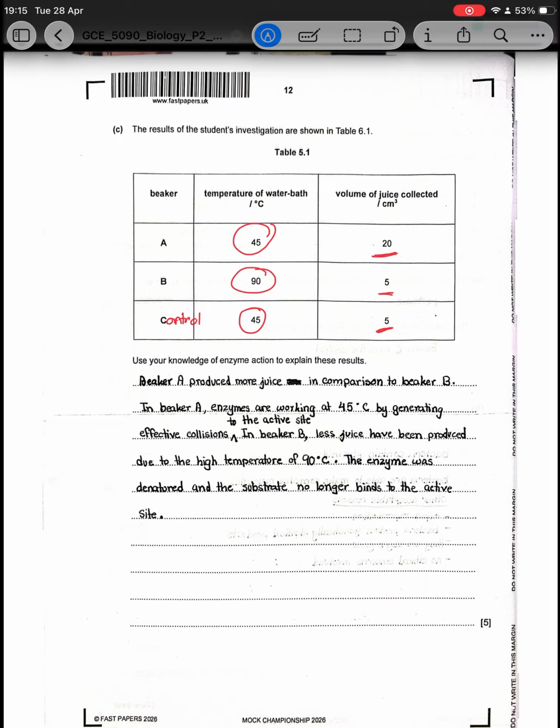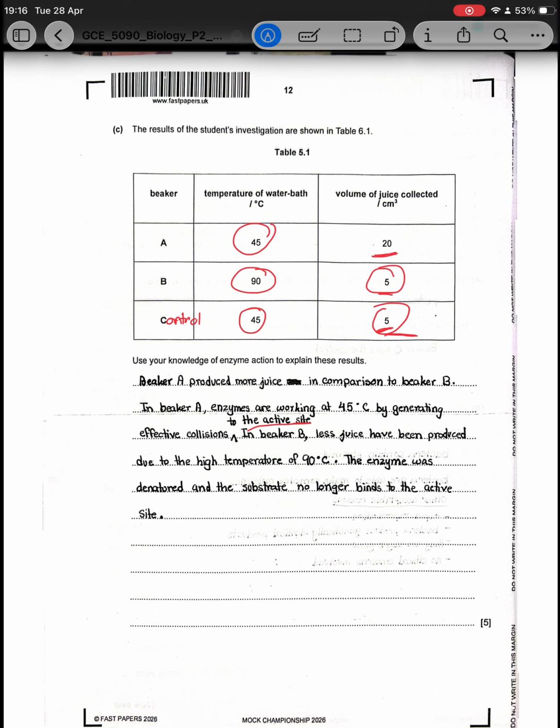So beaker A produced more juice in comparison to beaker B, obviously. There's a huge difference, and also beaker C. So in beaker A, enzymes are working at 45 degrees Celsius because it has produced 20 centimeter cube of juice by having effective collision to the active site. And in beaker B, less juice has been produced. Basically, since this is a control and it has produced 5, this is also 5, so it shows that enzyme has barely or didn't even work.